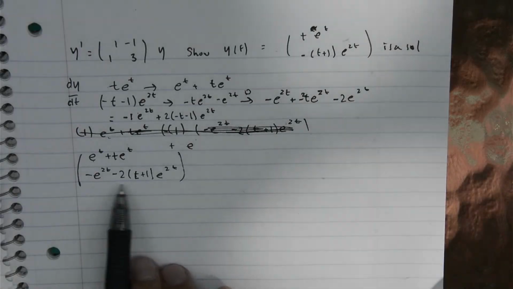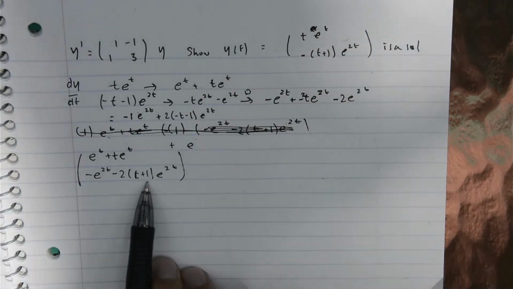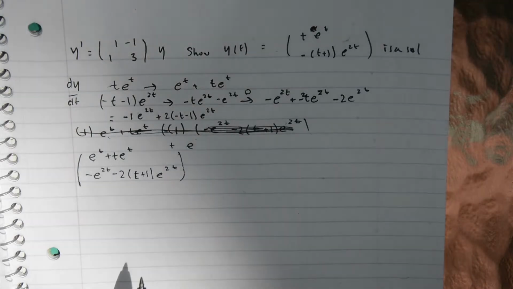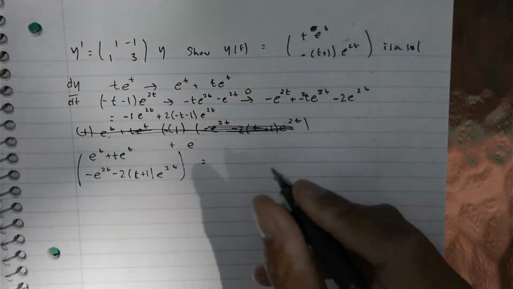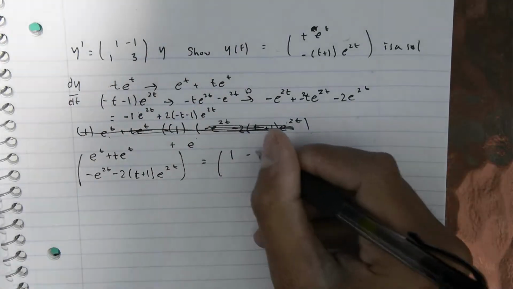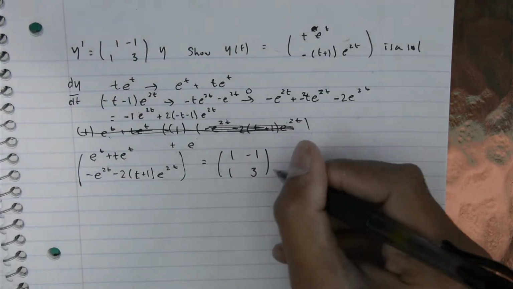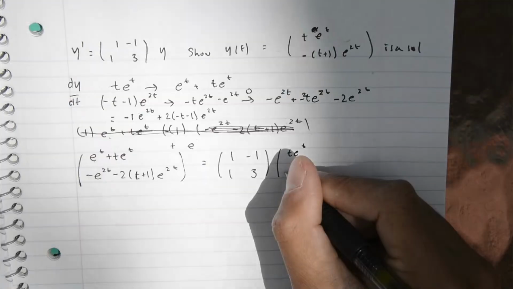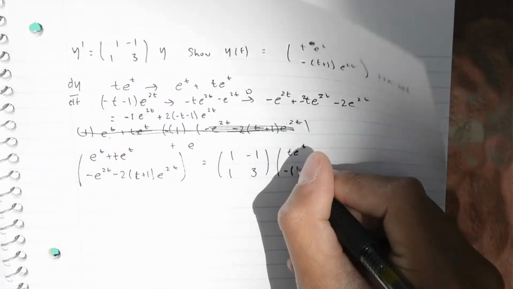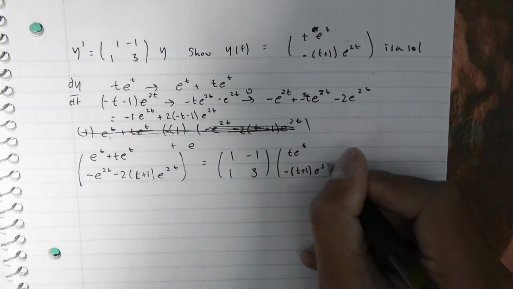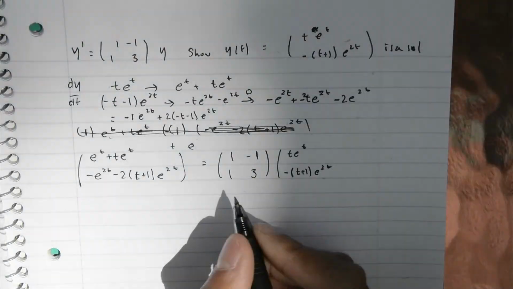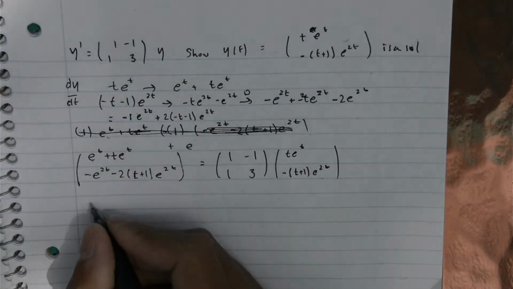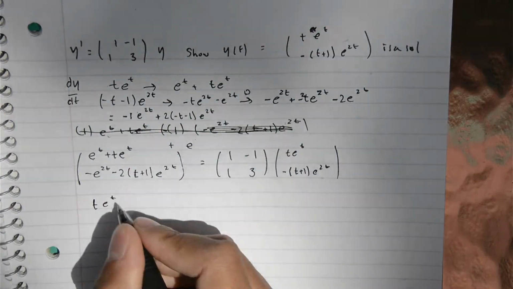Minus e to the 2t plus 2e to the 2t minus, okay, great. So that's correct. So now all we have to do is say that that is equal to 1 minus 1, 1, 3 times t e to the t minus t plus 1 e to the 2t. So then we're going to get, so for the first one, we're going to get t e to the t.